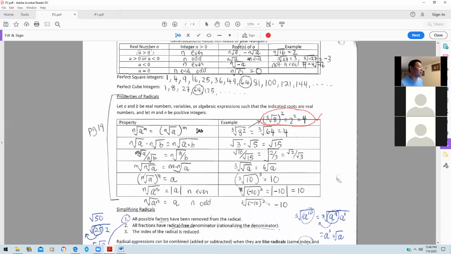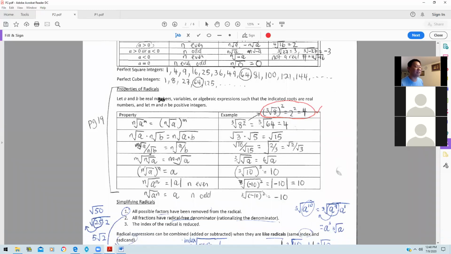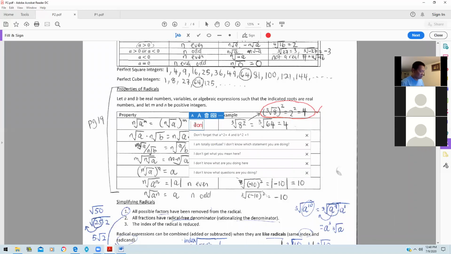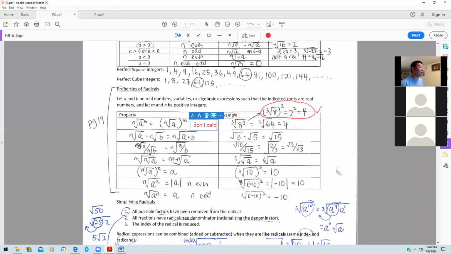Lastly, we will talk about the property of radicals. This is also very important. If you want to do the power, a to the power of m, first and then take the nth root, you actually can do the nth root first, then raise to the power of m. This is used when you don't have a calculator. So we use this a lot when you don't have a calculator.